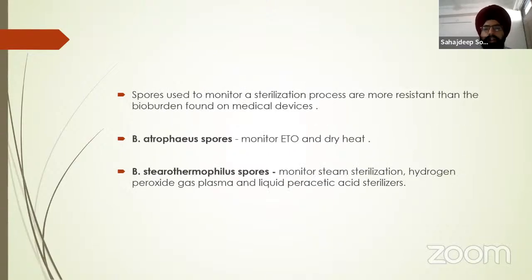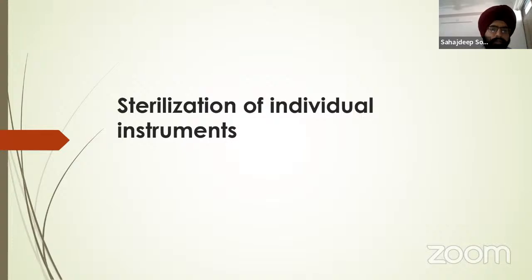Spores which are used for monitoring the sterilization process are more resistant than the usual bioburden found on medical devices. Bacillus atrophaeus is used to monitor ethylene oxide and dry heat methods of sterilization, and Bacillus stearothermophilus is used to monitor steam sterilization, hydrogen peroxide gas plasma, and liquid peracetic acid sterilizers.